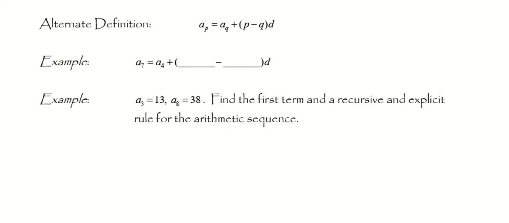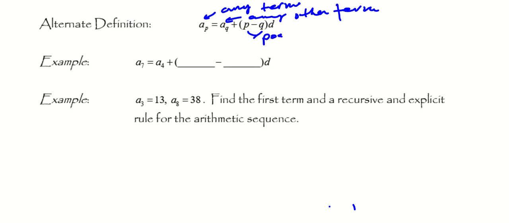Okay, we have an alternate definition, which I'm not going to spend a lot of time with, but it basically says that a sub p, which like a sub n refers to any term, is equal to a sub q, which is any other term, plus p minus q, where these are our position numbers of our terms, not our values.